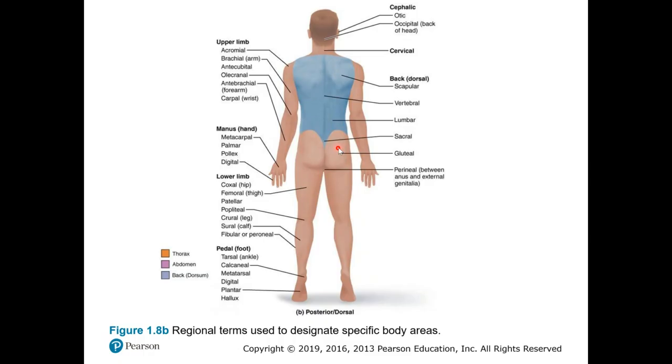And then the butt cheeks are known as the gluteal region. And there are 3 gluteus muscles. There's a gluteus maximus, gluteus medius, and a gluteus minimus, all in there somewhere. And perineal, between the anus and the external genitalia. Yes, there's actually a name for that, and it ain't what you thought it was.